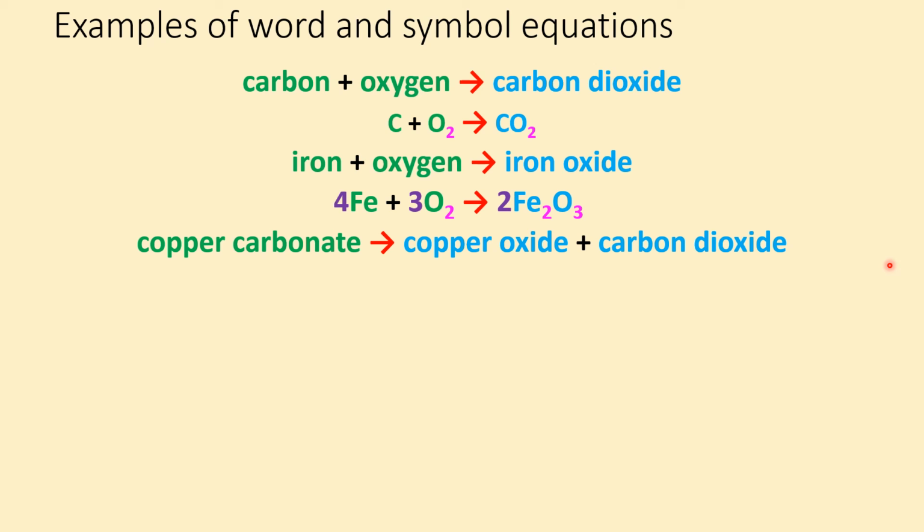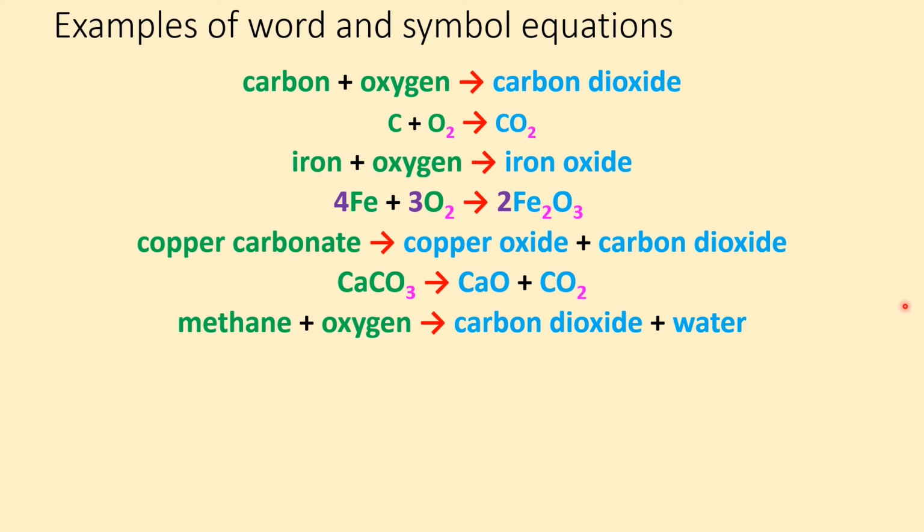Copper carbonate, arrow copper oxide plus carbon dioxide. CaCO3, arrow CaO plus CO2. You'll notice that these are all reactions that we have talked about or used in this topic. Top one's burning, second one is oxidation, and this one is thermal decomposition. What else have we got? Methane plus oxygen, arrow carbon dioxide plus water, so this is burning again, or combustion. CH4 plus 2O2, arrow CO2 plus 2H2O.